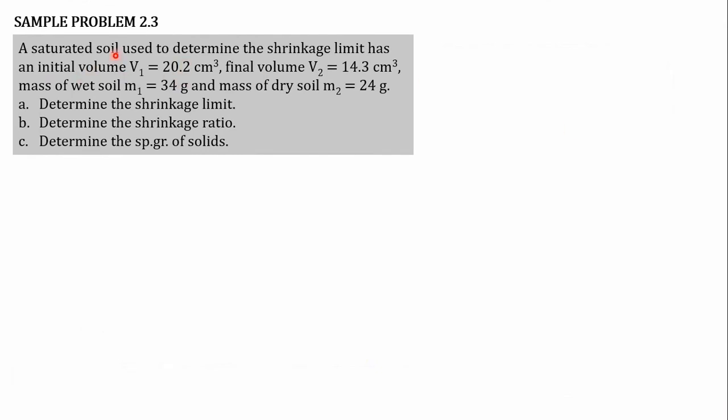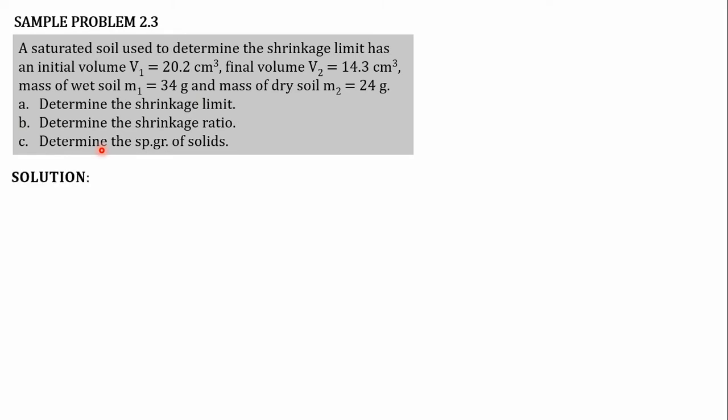2.3. A saturated soil used to determine the shrinkage limit has initial volume V1 equal to 20.2 cubic centimeter, final volume V2 equal to 14.3 cubic centimeter, mass of wet soil M1 equal to 34 grams, and mass of dry soil M2 equal to 24 grams. Question A is determine the shrinkage limit. B is determine the shrinkage ratio. C is determine the specific gravity of solids. Okay, so ito yung ating solution.